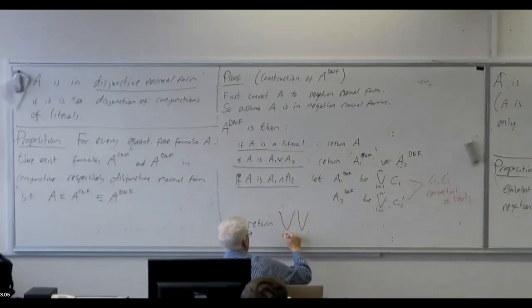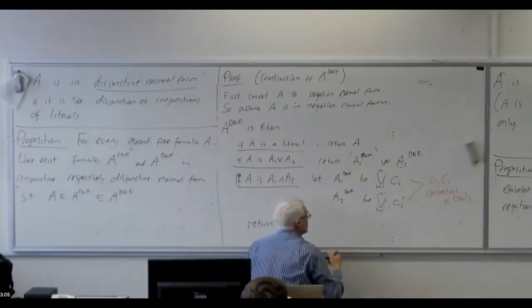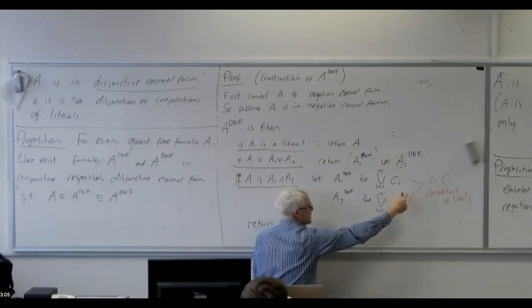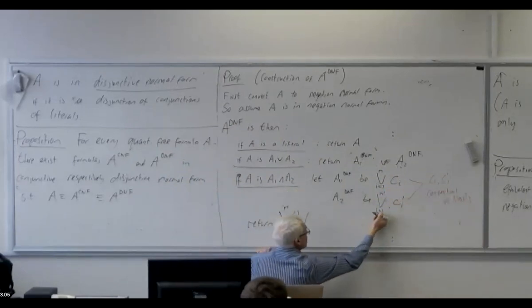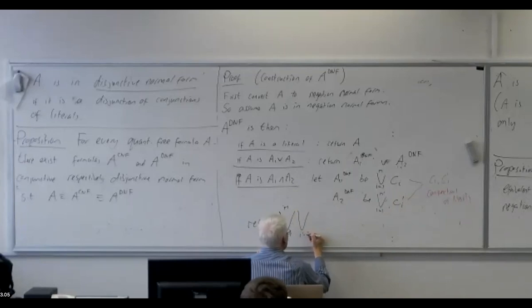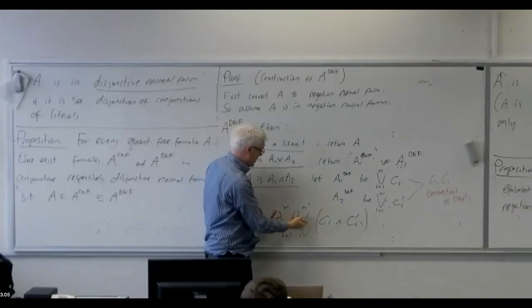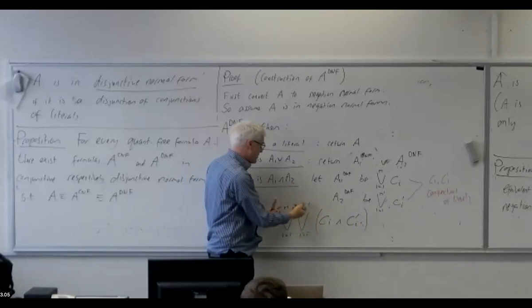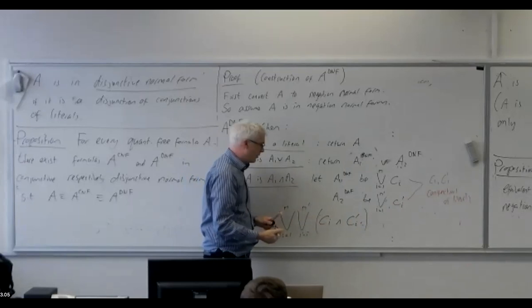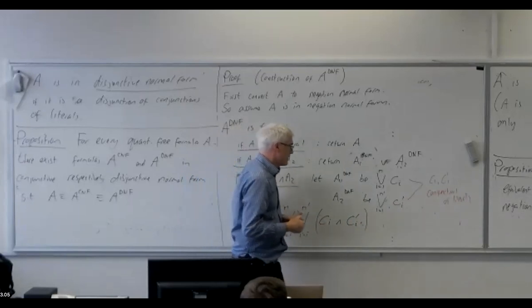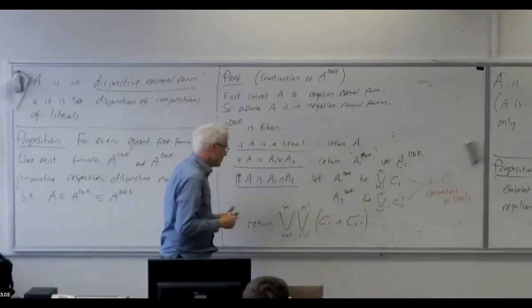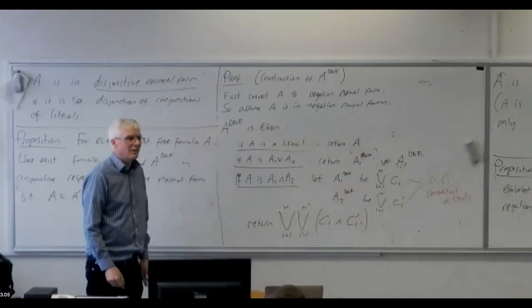i from 1 to m. We need to consider every pair of a conjunct here and a conjunct here. So it would be useful to have i prime here, i prime from 1 to m prime, and we consider the disjunction of the conjunctions of C_i paired with C prime i prime. And this is a big, big disjunction that's got m times m prime conjunctions of literals in it, and it's justified by the distributivity law. Okay, and we're done. It's as simple as that.